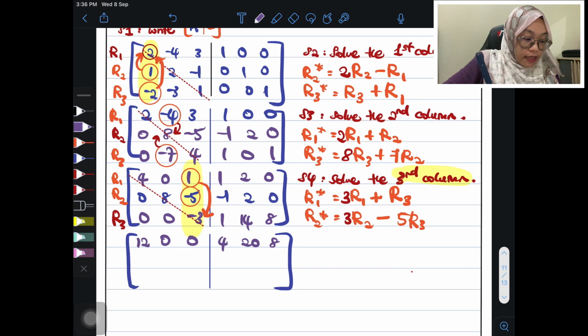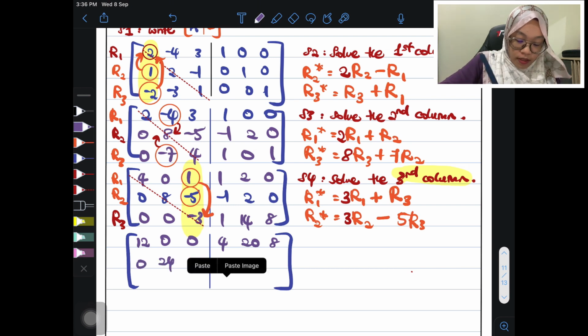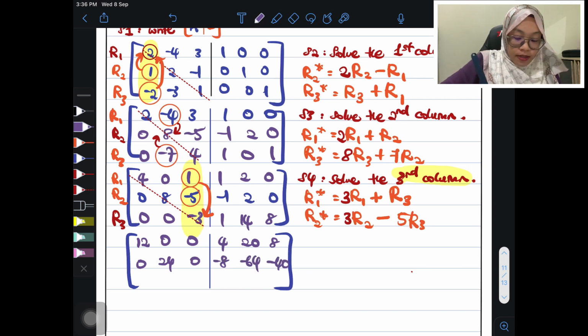4, 20 and 8. You calculate yourself and double check my answer. Okay, while the second row will become 0, 24, 0, negative 8, negative 64, negative 40. The third row has no changes, it is still the same. So write it down: 0, 0, negative 3, 1, 14 and 8.